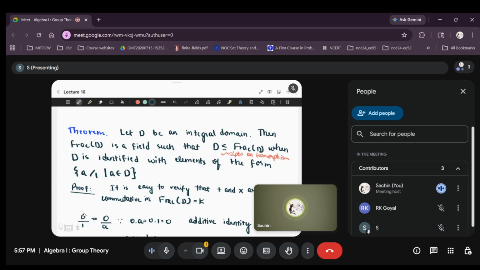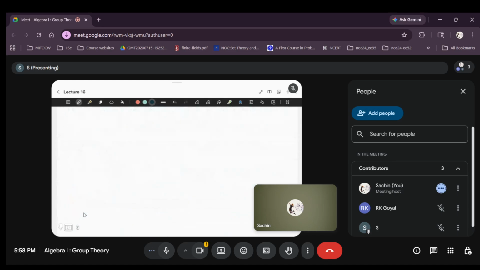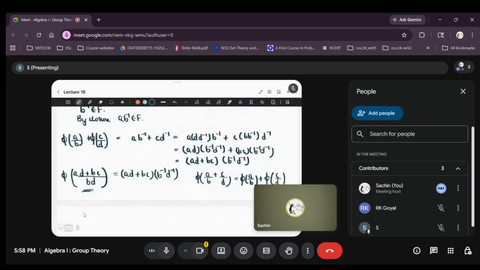We will get A plus B by 1, which you can reverse map to A plus B. Similarly, instead of multiplying A into B, you can multiply A by 1 into B by 1, which will give you AB by 1. And you can reverse map it to AB. So operationally, they are the same element. The same thing happens here also.